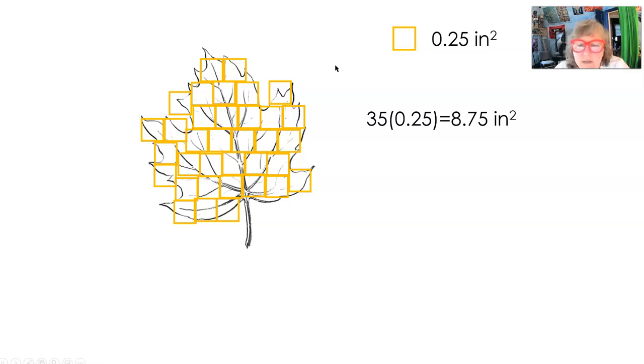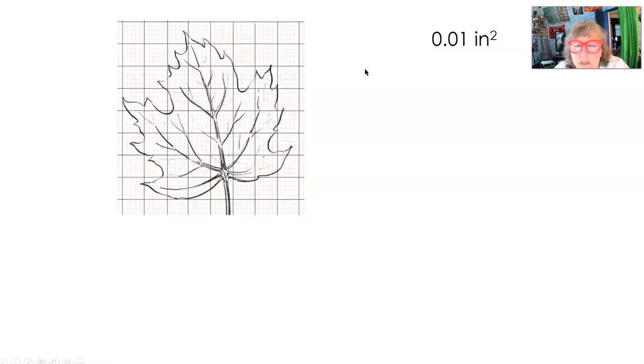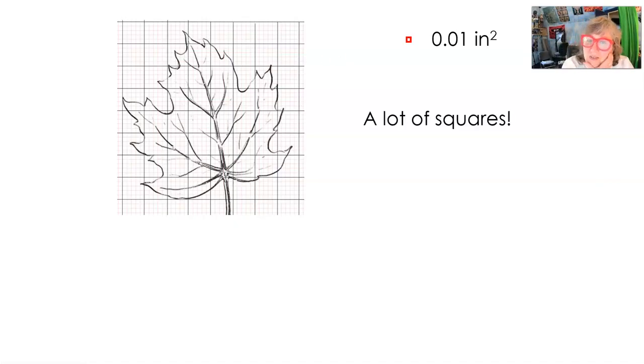Well, we can go even smaller. Let's say we do this one, and those little red boxes are 0.01 inches squared. How many of those little boxes do we have? So we start counting these and we realize that that's a pain. We're not going to count all those boxes. There's a lot of squares and it would be a better estimate. I'm sure we can find a better way though.